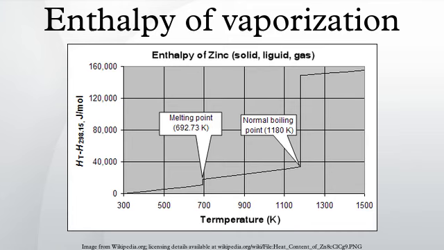The enthalpy of vaporization, also known as the heat of vaporization or heat of evaporation, is the enthalpy change required to transform a given quantity of a substance from a liquid into a gas at a given pressure. It is often measured at the normal boiling point of a substance.